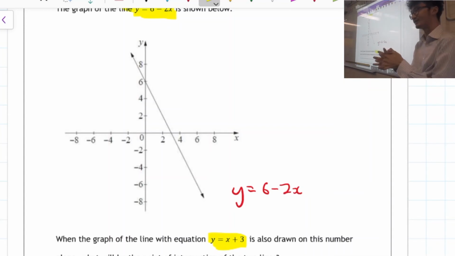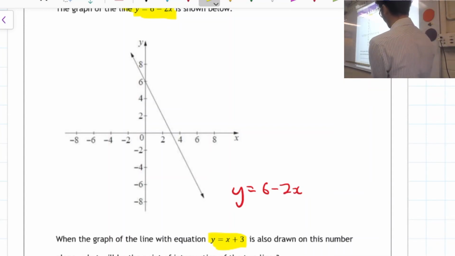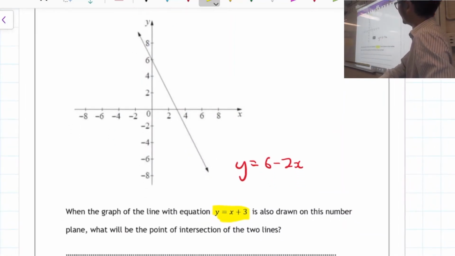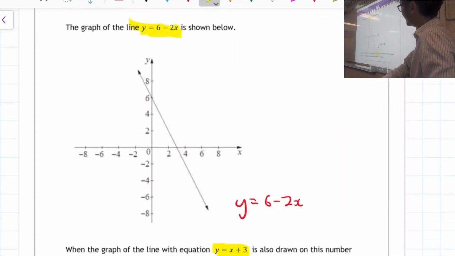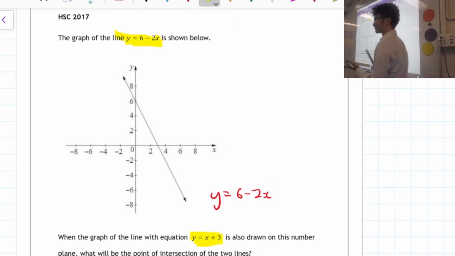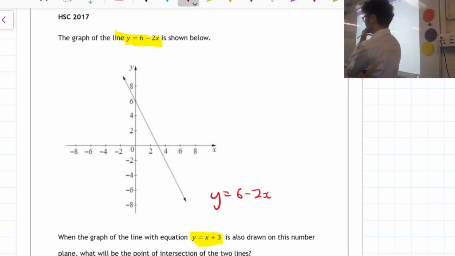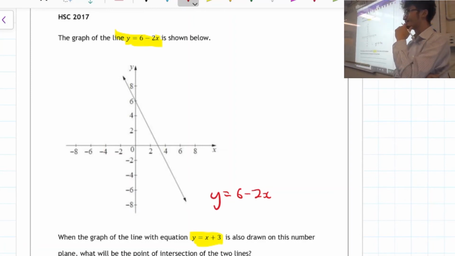So this is where your linear functions come in, right? Can you graph that for me? And then try and find the point of intersection. What did I ask you to do? I asked you to graph this other equation here, y equals x plus 3, on the same Cartesian plane. Caleb, can you help me out? How do I graph lines? What's your preferred method of graphing lines?